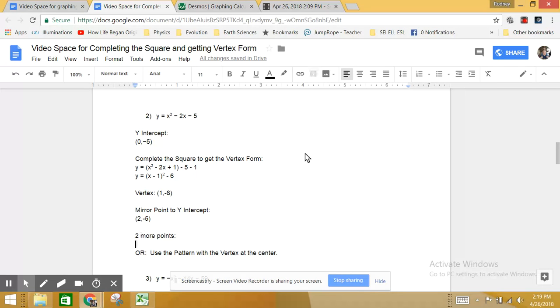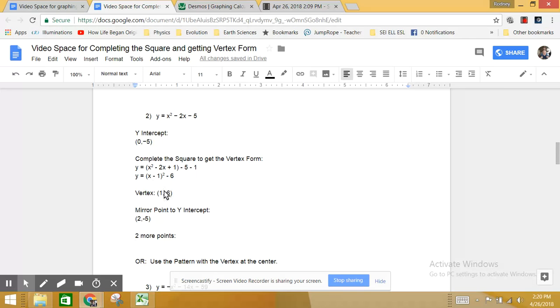I want 2 more points, and usually I've been picking my 2 more points between the vertex and the y-intercept and the mirror point. In this case, I'm going to go outside because otherwise I'm going to have to deal with fractions. If I can do this without fractions, I'll do it without fractions. If I had to do it with fractions, I would, but I don't have to, so I'm not going to.